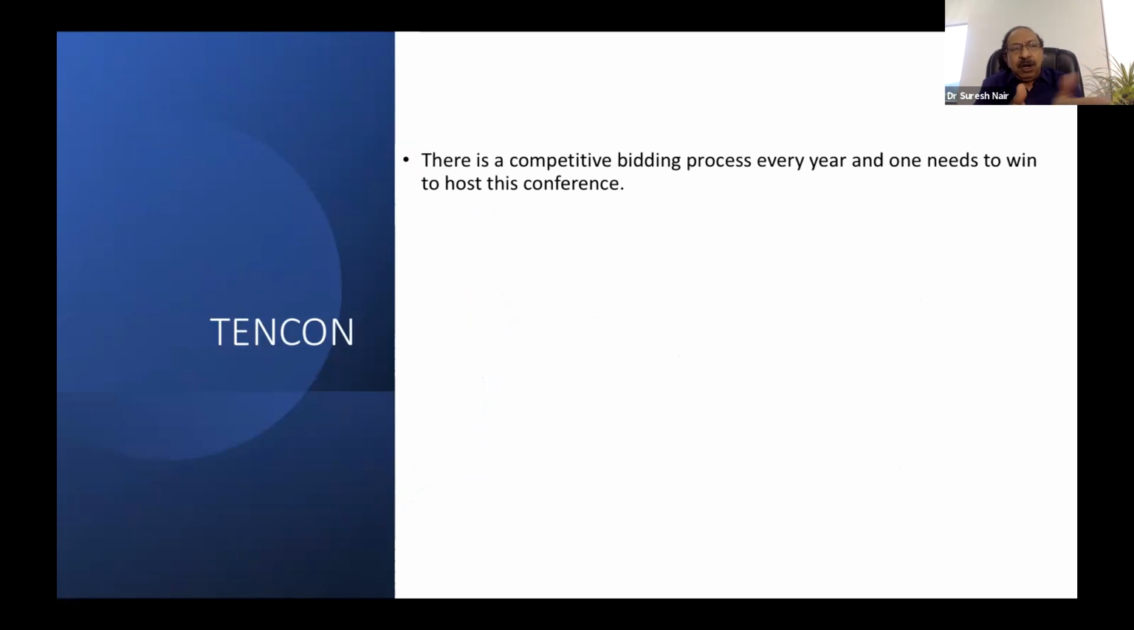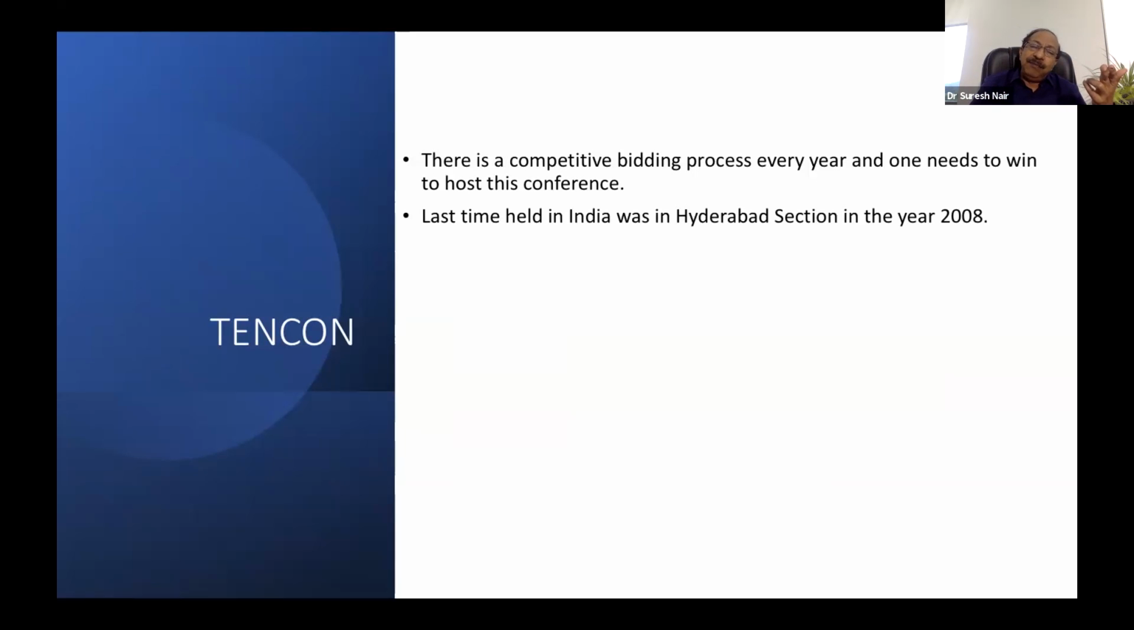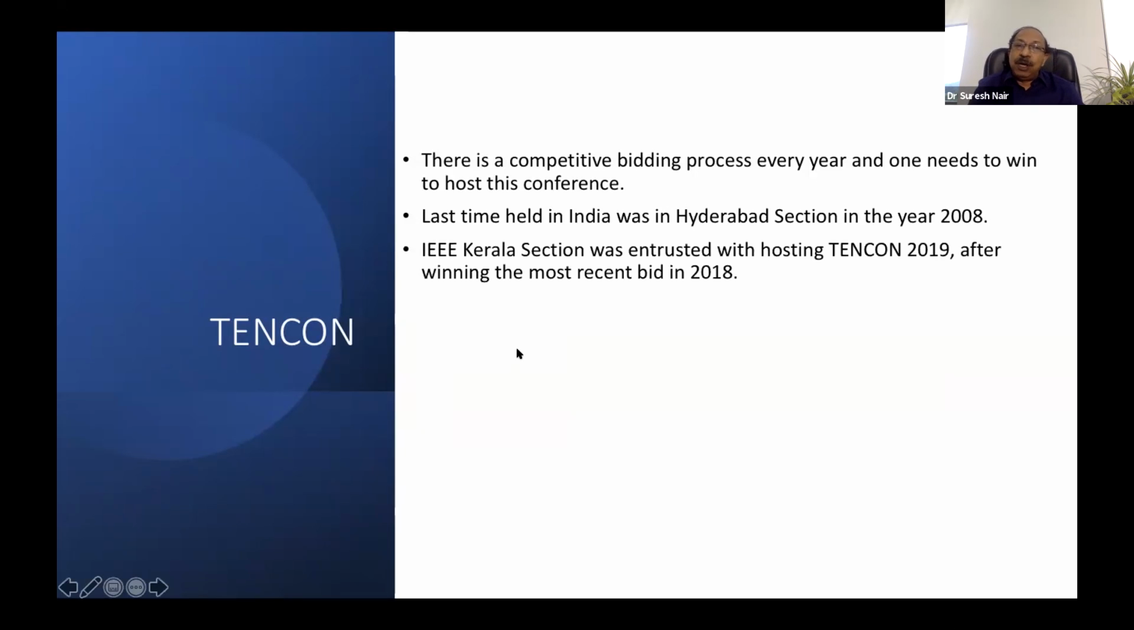So regarding TenCon, this is the flagship conference we were talking about. There is competitive bidding every year, and this year when we were bidding there were a lot of bidders, and we could win this conference. Before that, the Hyderabad section hosted it in 2008, long back when TenCon was not of this grand scale. IEEE Kerala section was finally interested in hosting TenCon 2019 after winning the most recent bid in 2018.